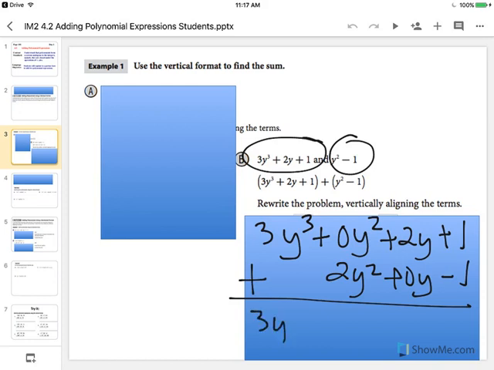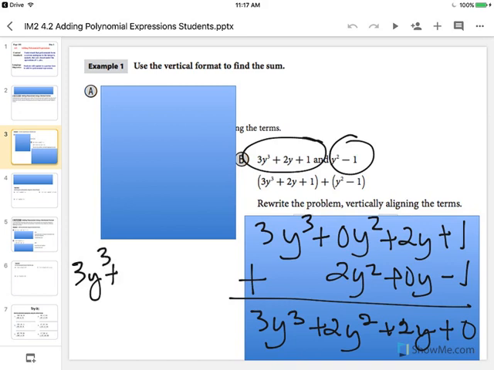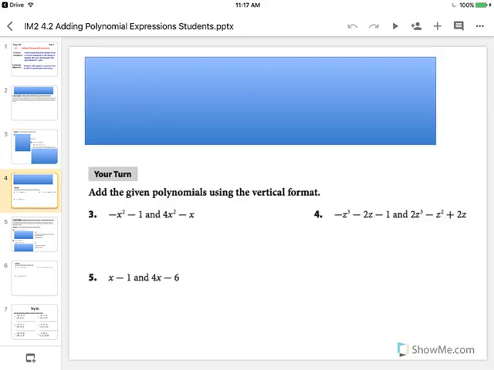So this is 3y to the third power plus 2y squared plus 2y, and 1 minus 1 gives us a 0. Right, so we might not have to write a 0, so the answer could be 3y to the third plus 2y squared plus 2y. Okay, so let's go on to some more examples. Right, so this one you get to do on your own.